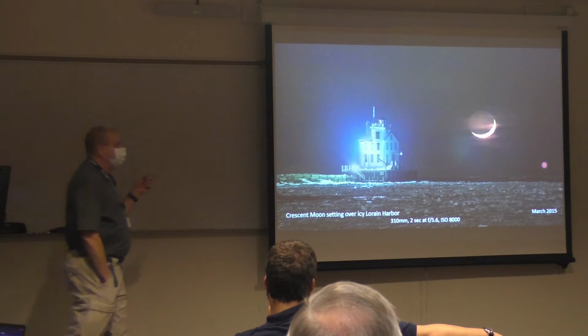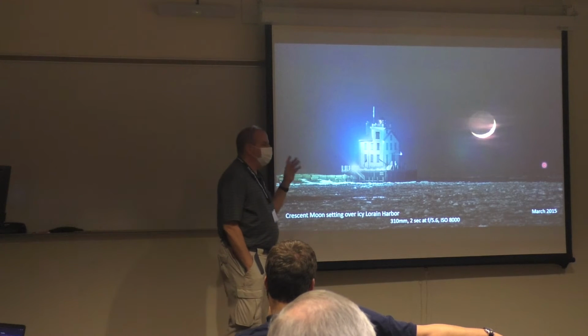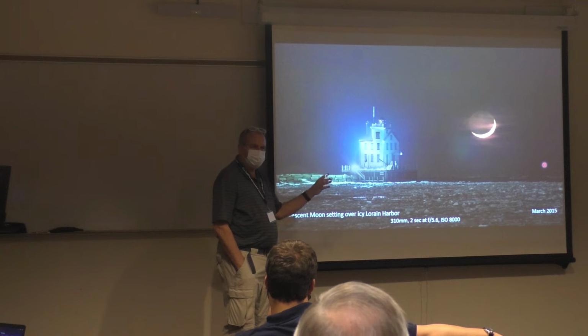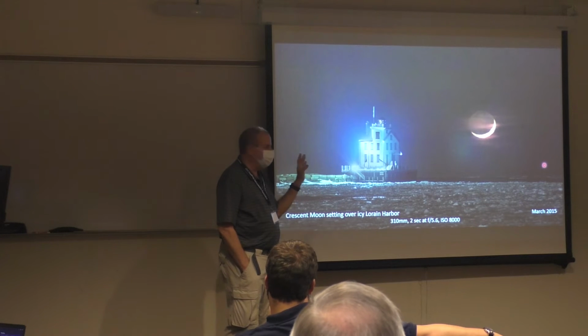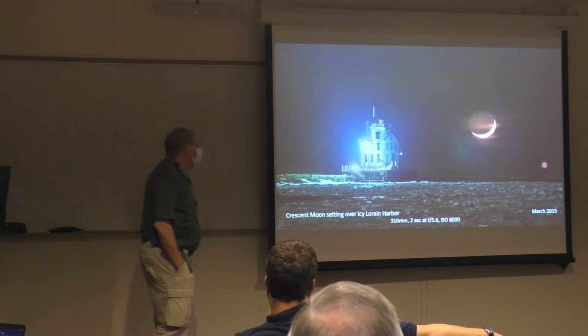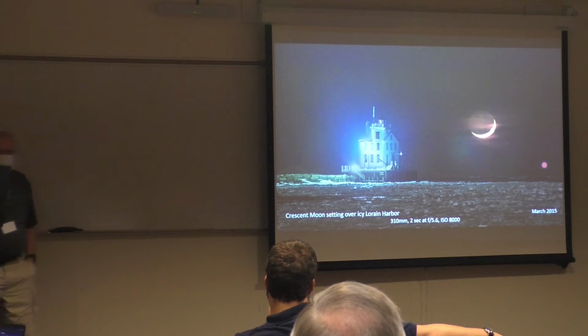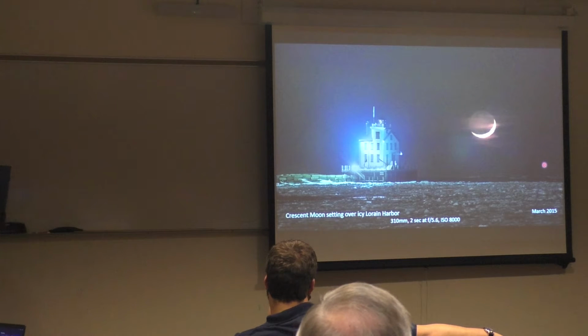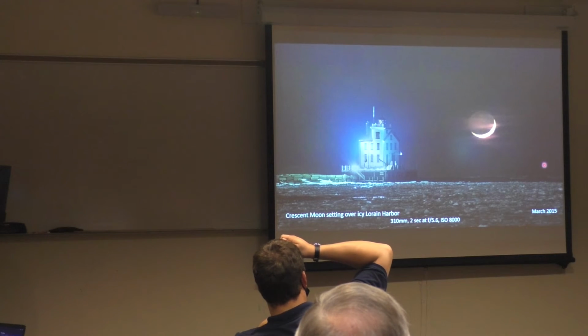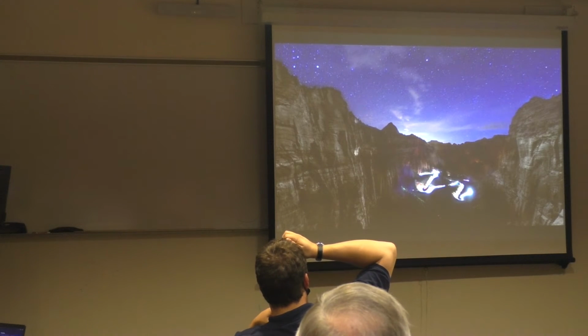Another example, this is the Lorain Lighthouse. It lines up with the sun and the moon at different times of the year. It's just a really fortunate alignment to get. Again, this is the kind of shot that you develop with The Photographer's Ephemeris, and you know that if you're there and it's clear, you'll get that.